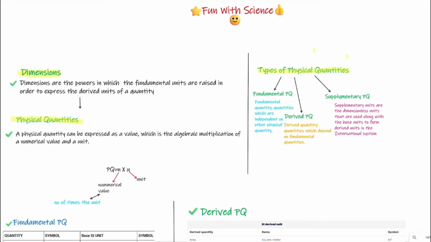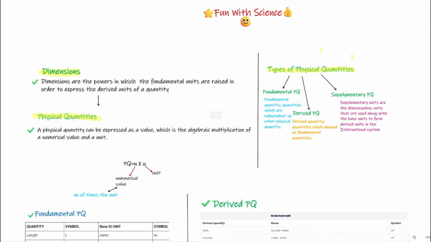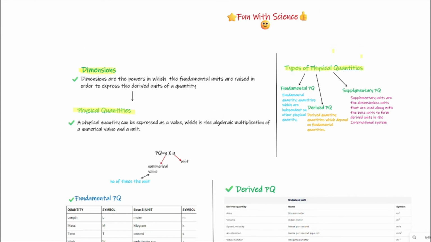There are three types of physical quantities: fundamental physical quantity, derived physical quantity, and supplementary physical quantity. Fundamental physical quantities are independent of other physical quantities. They do not depend on other physical quantities. Let me give you some examples of fundamental physical quantities, such as length, mass, time, etc.